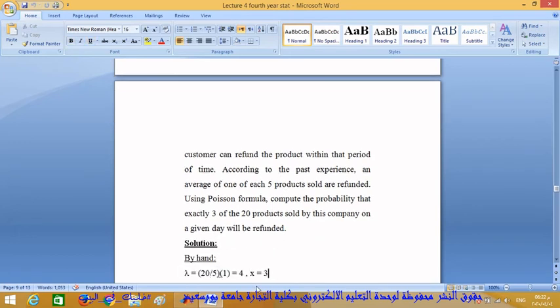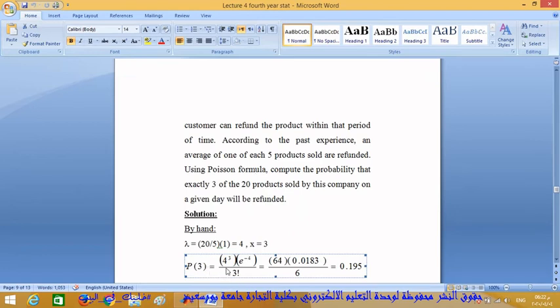Solution by hand. Lambda equals 20 divided by 5 and multiplied by 1. So 1/5 of 20 products equals 4. So lambda equals 4. And x equals 3. So P of 3 equals lambda power x, where lambda equals 4 and x equals 3, multiplied by e to the power minus 4 divided by 3 factorial. Okay, this probability equals 0.195.